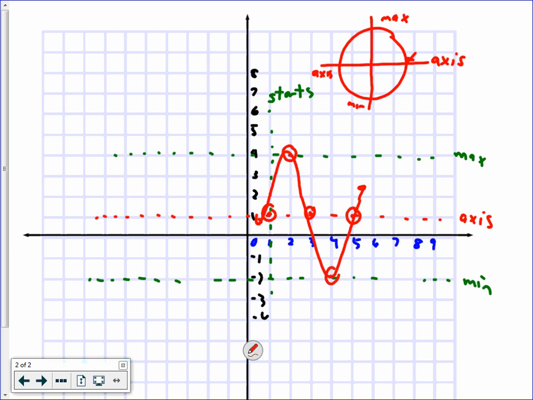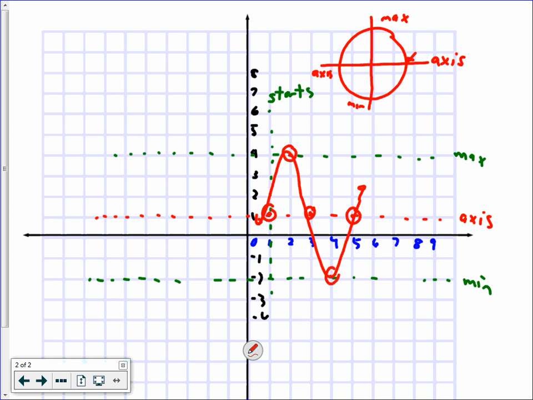So the idea is every 90 degrees, normally out of 360, you go to your max, then you go to your axis, then you go to your min, then you go back to your axis. If you take a look, the entire cycle is 360 degrees, and divided by 4, everything interesting happens. So your period is always going to be divided by 4, and that's what every single square is going to be on the graph. Okay?